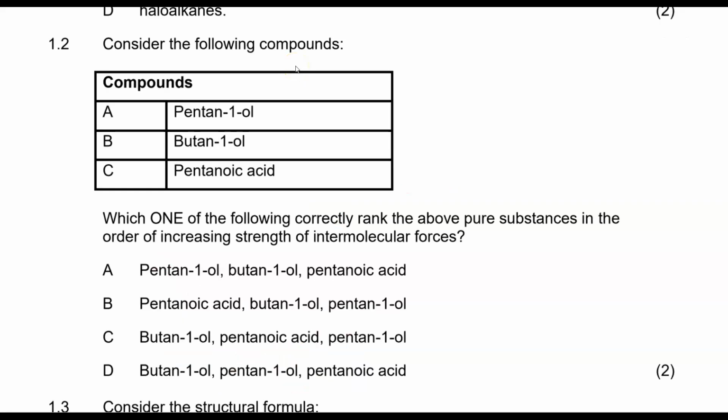So in question 1.2 we're looking at the strength of our substances. So you have your alcohol, pentan-1-ol, then you have your butan-1-ol and another, pentanoic acid. So how is the strength of carboxylic acid compared to that of alcohols? We know that carboxylic acids have stronger intermolecular forces than alcohols. The reason for that is because we have 2 oxygens in our carboxylic acid.